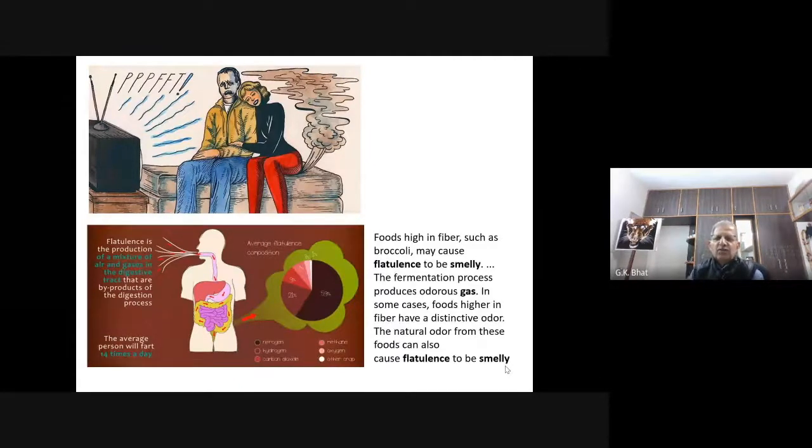The fermentation process produces odorous gas. In some cases, foods higher in fiber have a distinctive odor. The natural odor from these foods can also cause flatulence to be smelly. You eat a little bit more garlic, you'll experience that. So this is the composition of your flatulence. How much is there? Different gases. If you want, you can take a screenshot and look into that slowly later. Shall we go ahead?